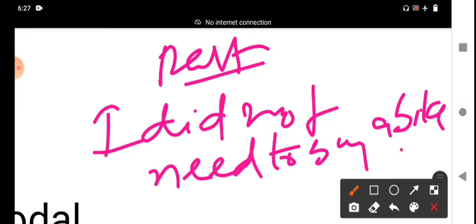It is a past event. We should use did. Did indicates past tense: did plus V1. I did not need to buy a bike, using the modal verb. It is a past obligation. It was not compulsory to buy a bike in the past, once upon a time. That is the main point.